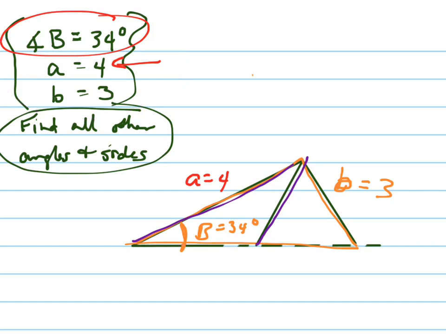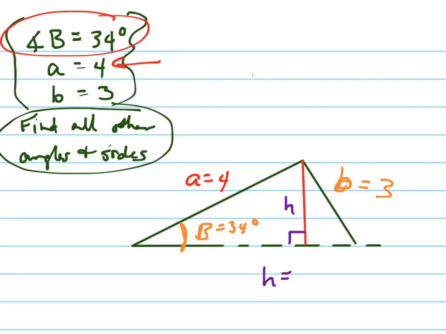Okay, so how do you know? Let me go back and show you how you know. The way you know is you find this distance right here. You find the height, which is this distance right here, the altitude, or the height. If I can find that right there, then that's going to tell me how many triangles I'm going to have. So that height, I'm going to call it H.